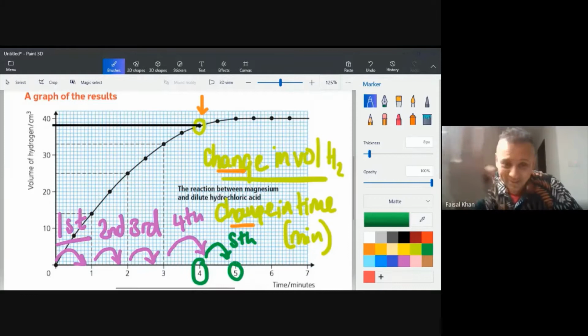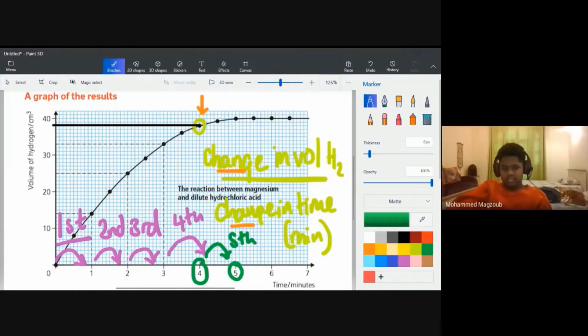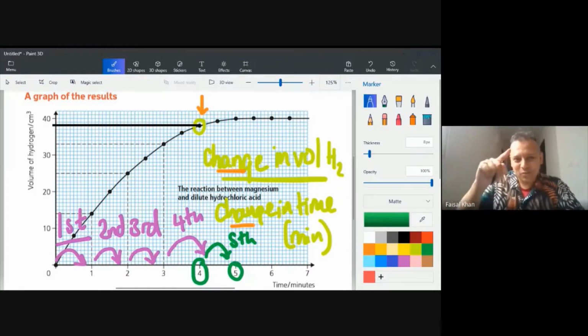I haven't changed the picture. You're looking at that picture and you're thinking, hang on a second, I could have sworn that was the 4th minute. Correct? Yes. But when you're looking at time, you have to remember how many minutes have passed.